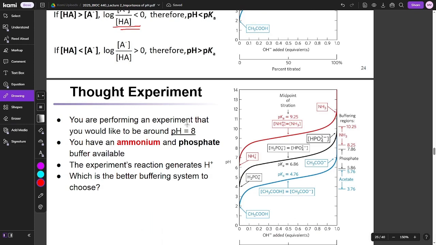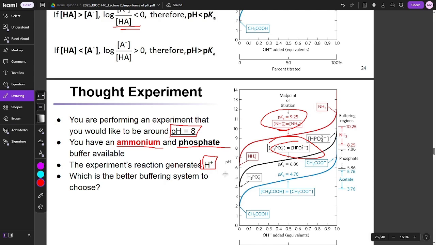This is a fun question that they like to ask all the time. You're performing an experiment at pH 8. So this is the big thing, right? pH 8 is what we want this to be around. You have ammonium and phosphate buffer available, so they're basically saying that you're using either this buffer or this buffer. The experiment reaction generates H+. Okay, so it generates H+. So the solution is going to become more acidic, right?